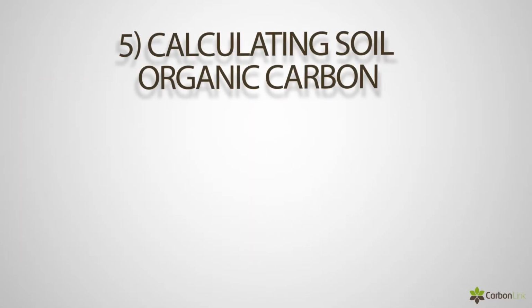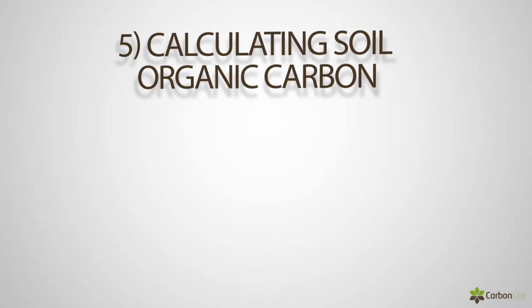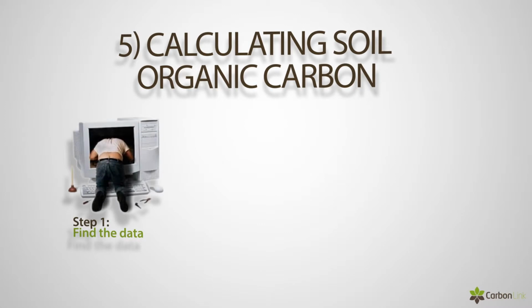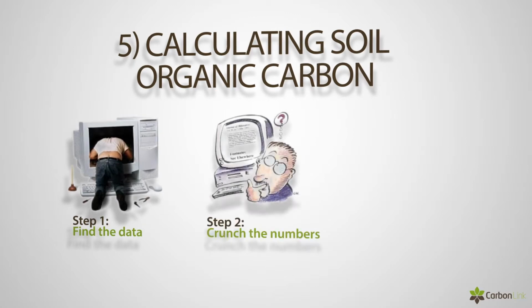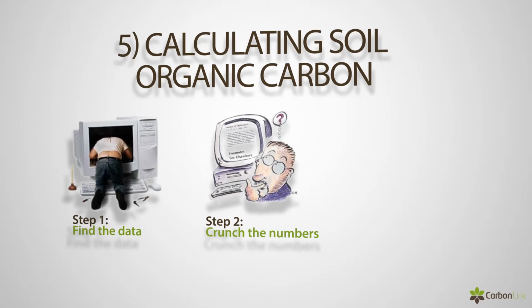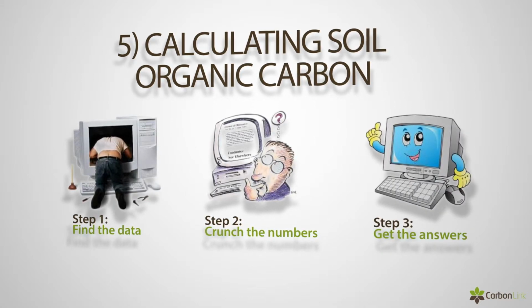The next step is to calculate the soil organic carbon over the area surveyed. So the first thing is to find all the data that we have in the stratification and in the soil cores and start crunching the numbers, and there's a lot of number crunching required here, so we need some pretty good computers to be able to do that. And finally we get some answers on soil organic carbon.